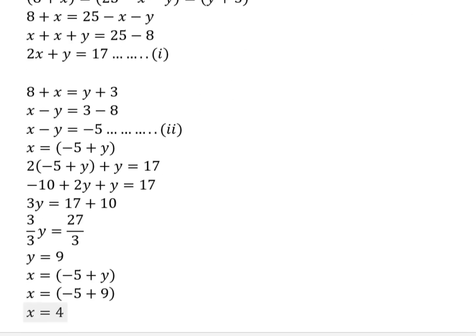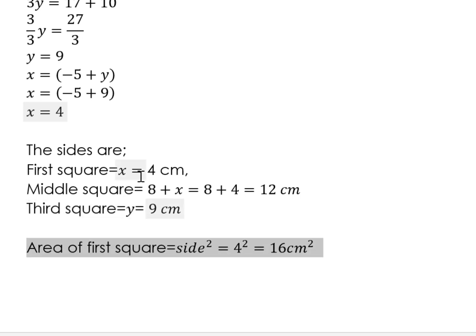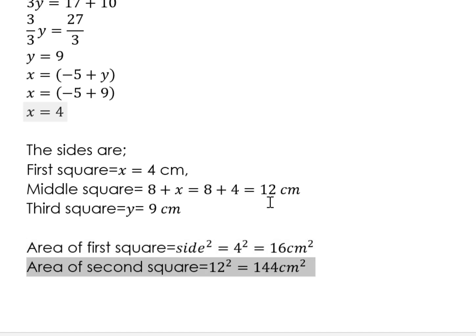So that means for the first square, you recall that the formula for getting the area of a square is side squared. So the area of the first square will be 4 squared, and that gives us 16 square centimeters. For the second one, it will also be given by the same formula, side squared. A side is 12 centimeters. So the area of the middle square will be 12 squared, giving us 144 square centimeters.